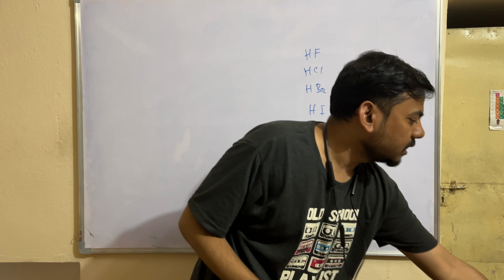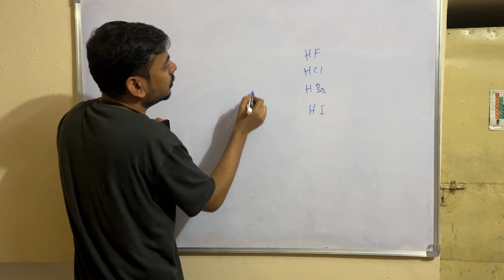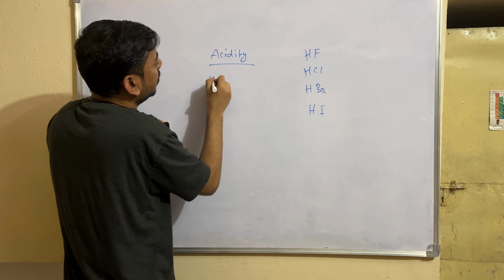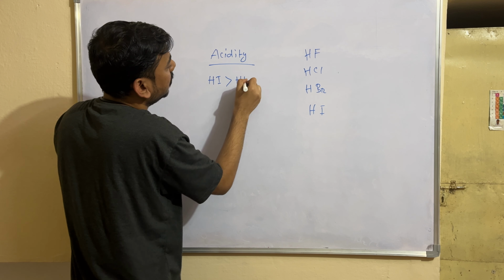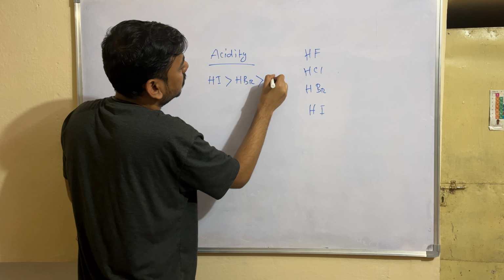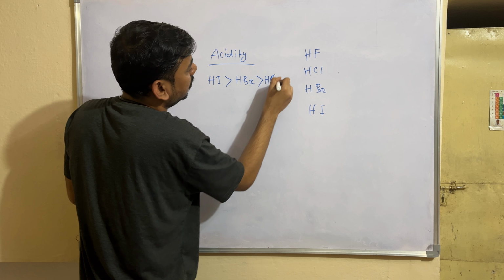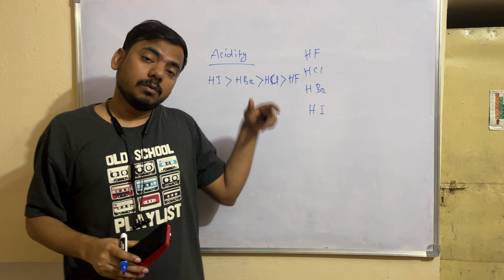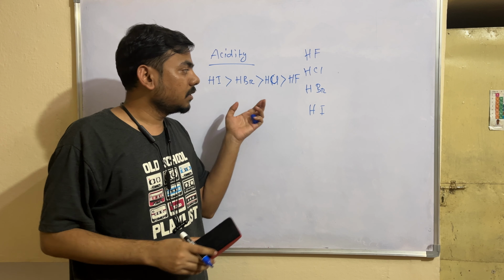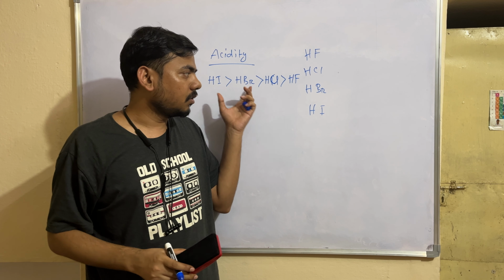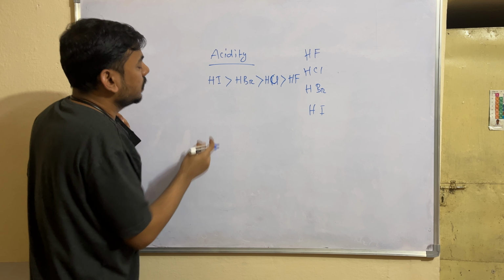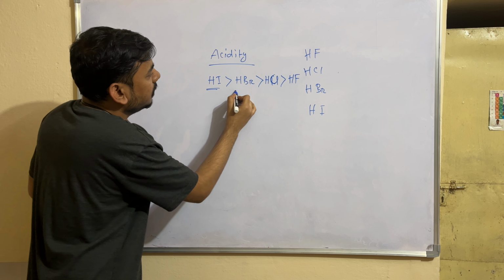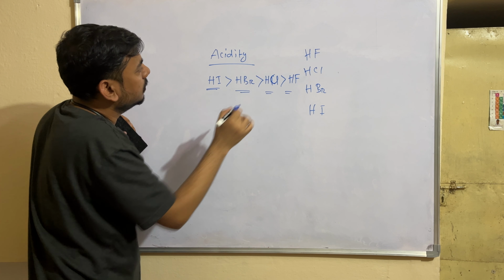Now you have to understand that when we are talking about acidity, the order is HI is stronger than HBr, then HCl, then HF. These are inorganic acids, and remember inorganic acids are stronger than organic acids. In general, if you want to keep the order, keep inorganic first. Their pKa is very negative, like minus 9.5 or something like that. HI, HBr, HCl, HF is the strong acid order.